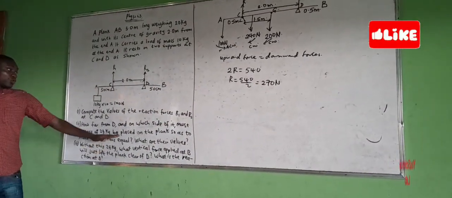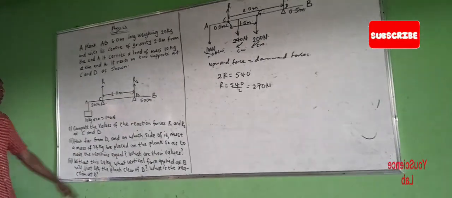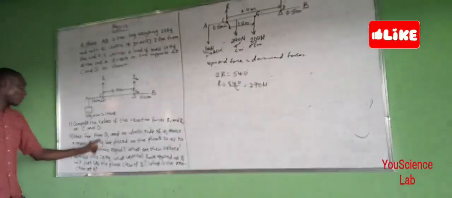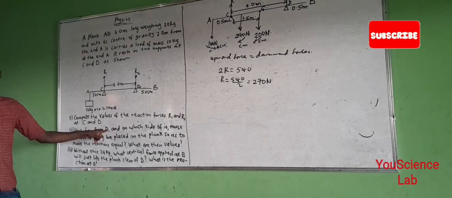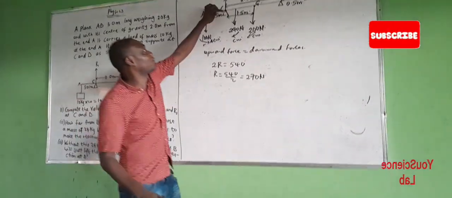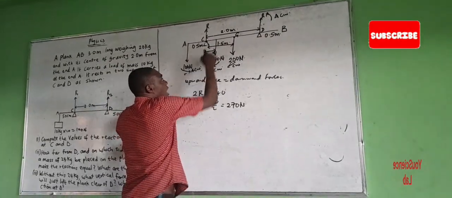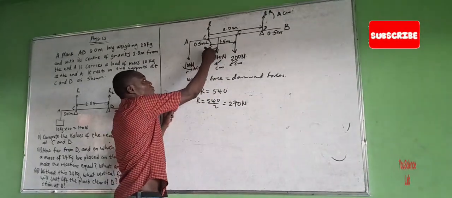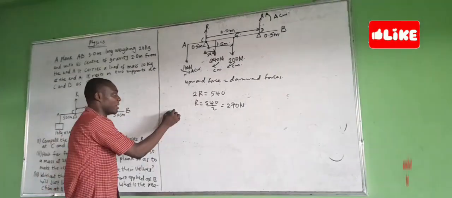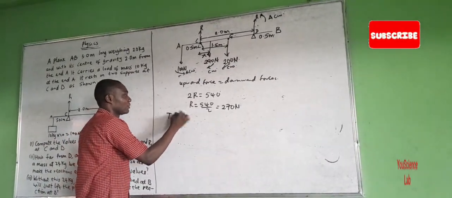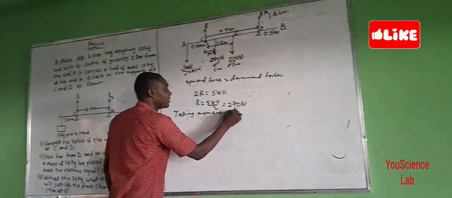So the reactions are 270 Newton. Now the question they ask us is, from D, what position are we going to put this 24 kilogram mass? From D. Are we following? So since we are taking moment from this, I'll just choose a distance between this and this. So let's call that distance X. So now let's take moment again, taking moment about C.